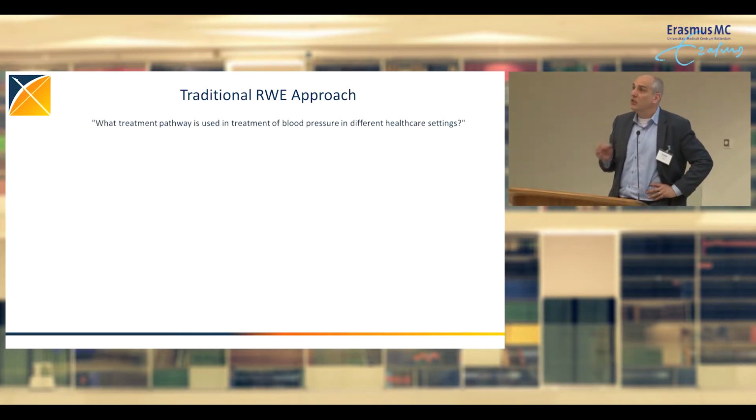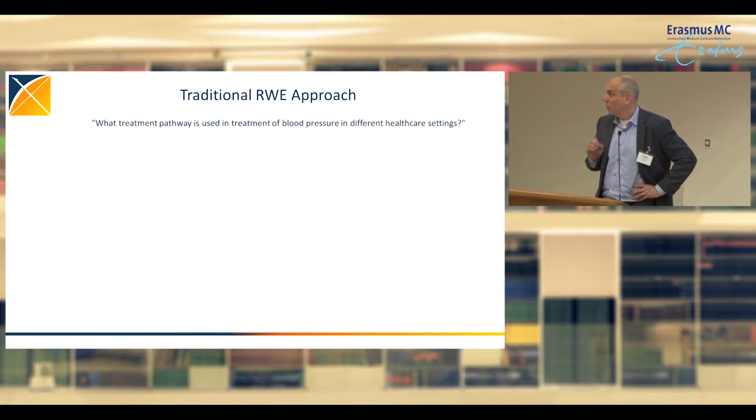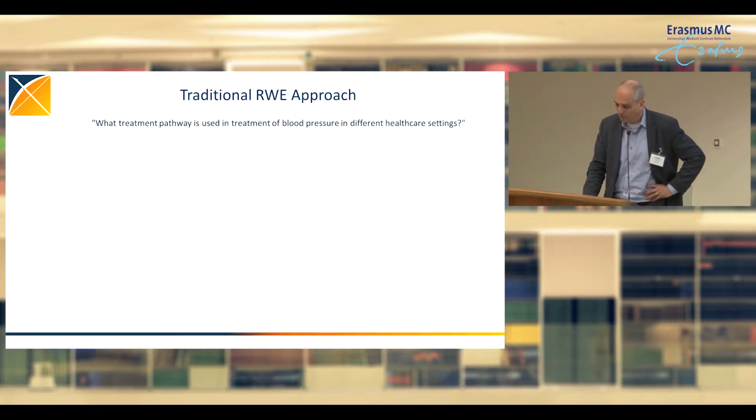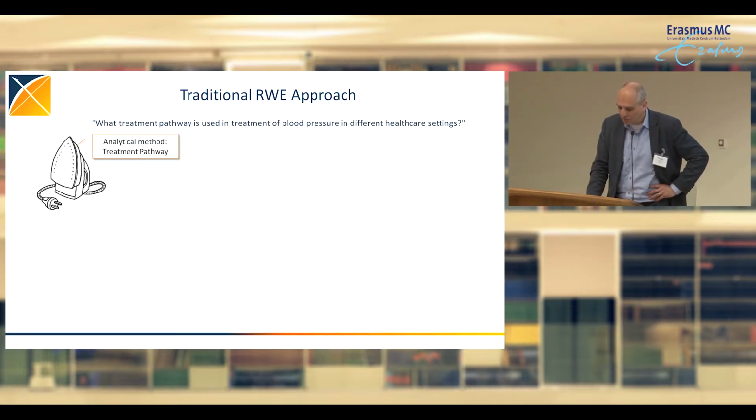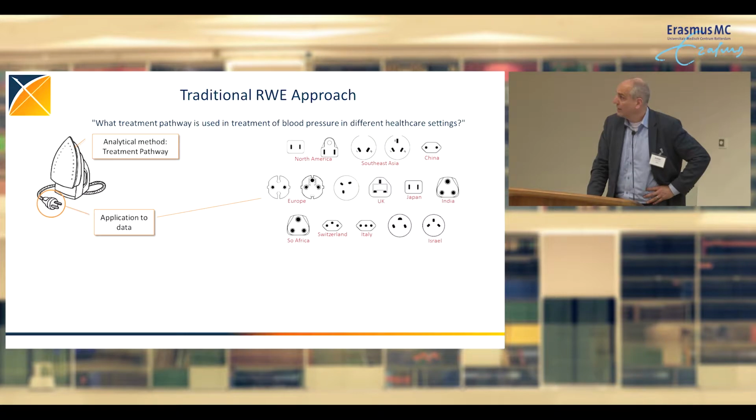So how do you traditionally do this, generating insights or evidence from existing data? Okay, so you have a question, treatment pathway and blood pressure. It's like an appliance, and you plug it into the data, and everybody has their own data, and they all look different, which is crazy because they are essentially all the same. Patients, us, everybody's a patient, so from that perspective, the word patient is always funny, have a problem, go to the doctor, it gets diagnosed, it gets treated. It's always the same, except the data always look completely different.